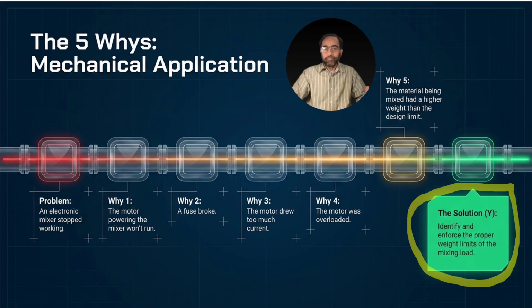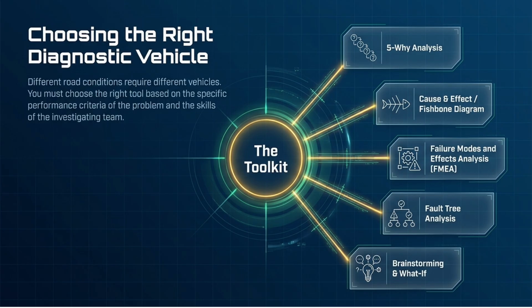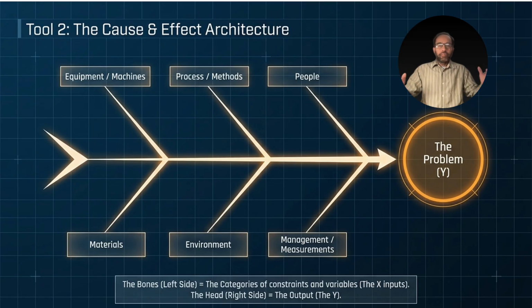The next root cause analysis tool that we'll review is known as the cause and effect or fishbone diagram. Use a fishbone or Ishikawa or cause and effect diagram when a problem is relatively complex and likely caused by a combination of X factors or root causes. The head of the fishbone is your why or the problem statement.